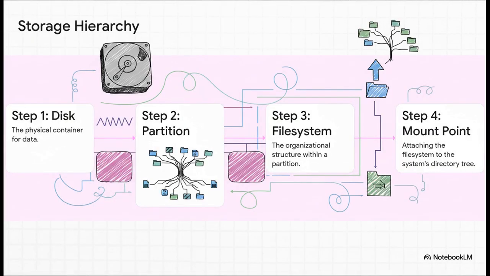And this slide right here, this is a core concept for the exam, so really let it sink in. It shows the 4 crucial steps to make a disk usable. First, you've got the physical disk itself, the hardware. Then you slice it up into logical sections called partitions. Inside each of those partitions, you create a file system. And finally, you attach that file system to a directory on your system, which we call a mount point. It's a simple hierarchy, but it's absolutely fundamental.